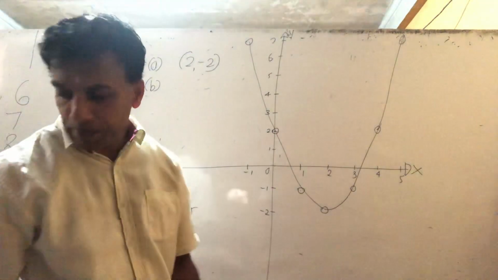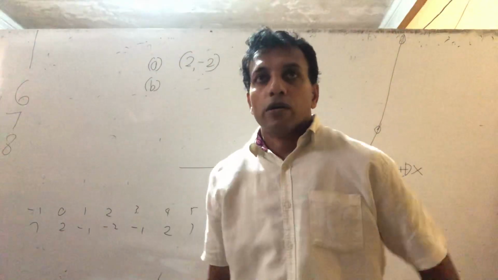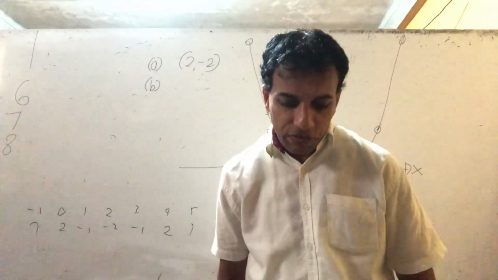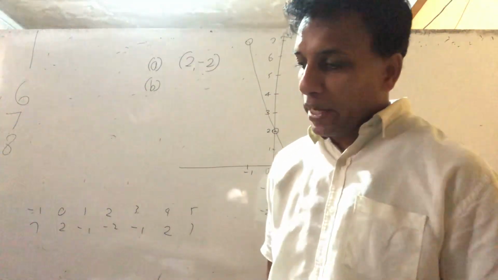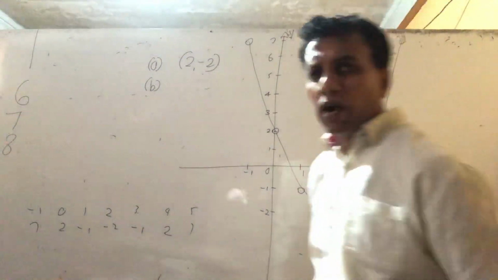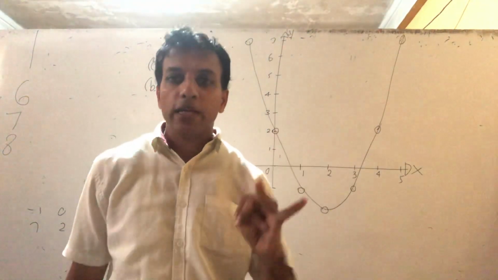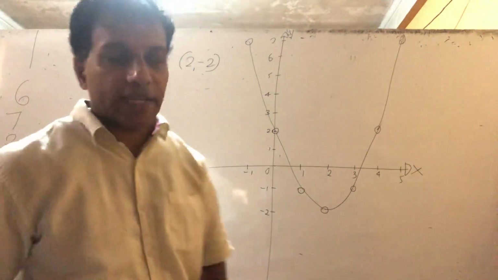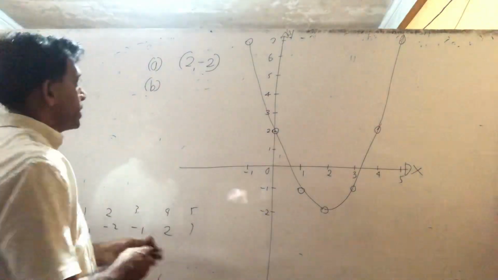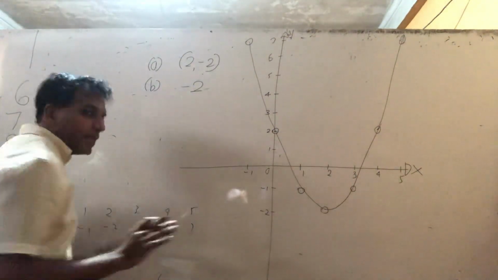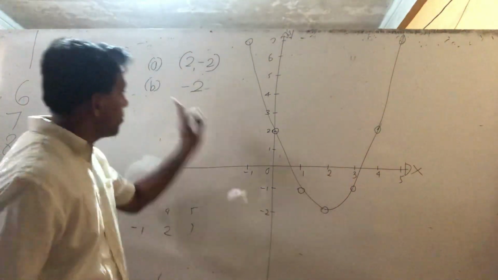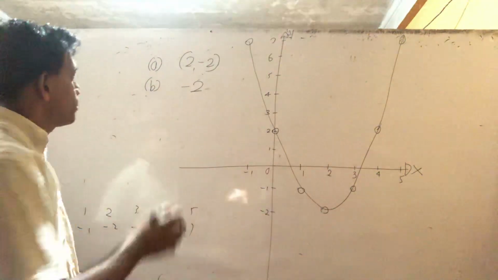Right, second problem. Write the minimum value of the function. Function, graph, y all have similar or equal meaning, right? So what is the minimum value here? This is -2. So write the answer -2. Don't write x equals -2 or y equals -2. Only the y coordinate, -2.